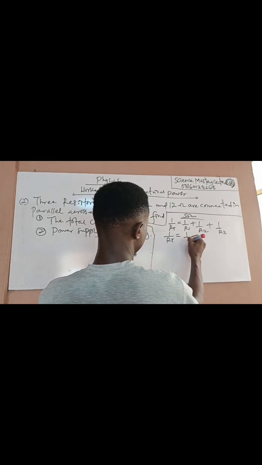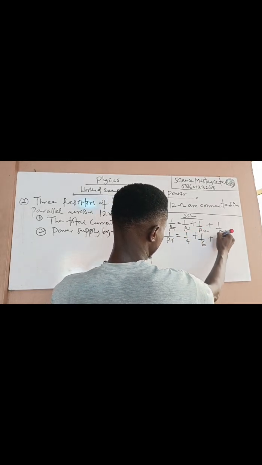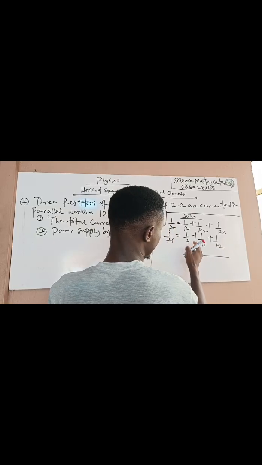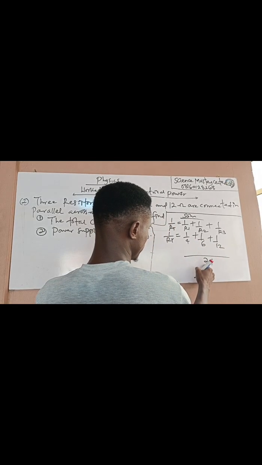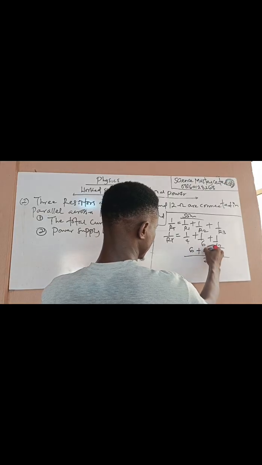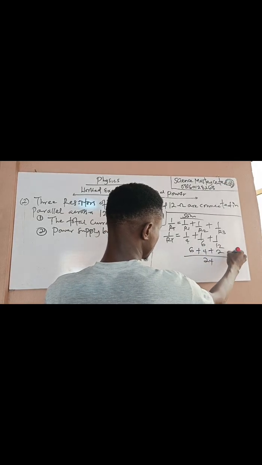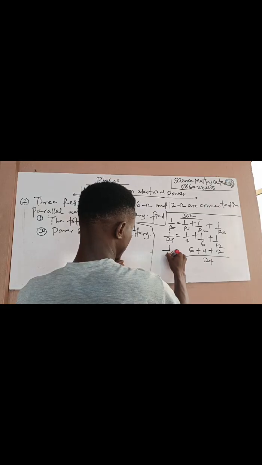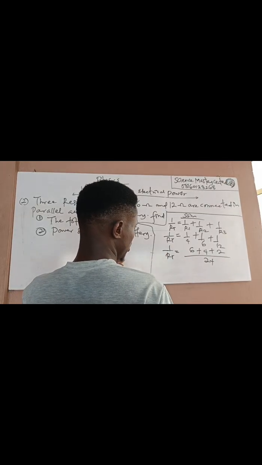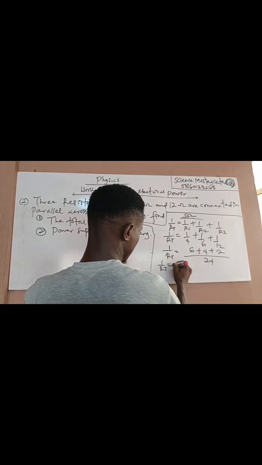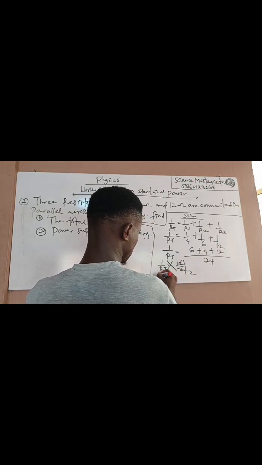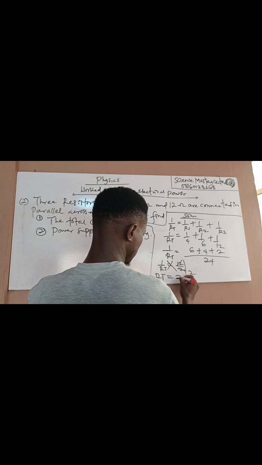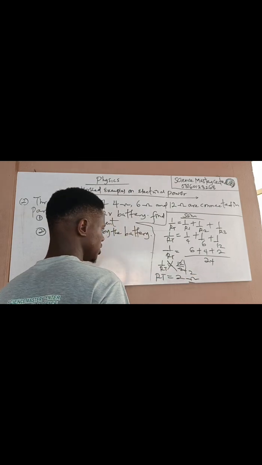So your 1 over RT becomes 1 over 4 plus 1 over 6 plus 1 over 12. The LCM of 4, 6, and 12 is 24. So 4 in 24 is 6, plus 4, plus 12 in 24 is 2. So 1 over RT becomes 6 plus 4, 10, plus 2, 12. That's 12 over 24. 12 here 1, 12 here 2. When you cross multiply, your RT should be 2 ohm. Is that not?